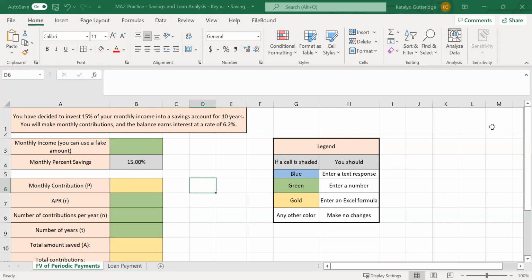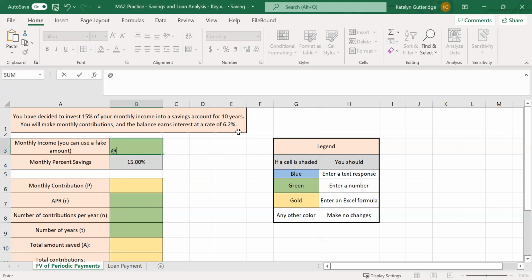Okay, so first of all, let's write down our monthly income. Feel free to use a fake value. I'm going to go ahead and use 2000 for my video. So any number that could represent a monthly income, and again, feel free to make it up.